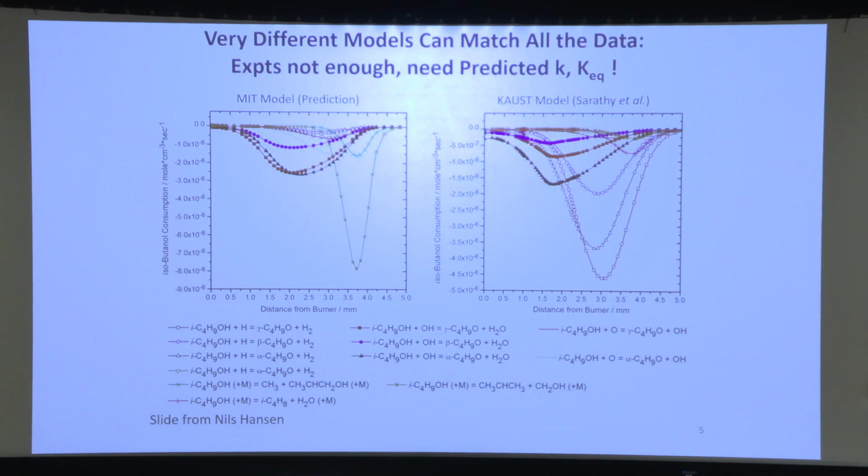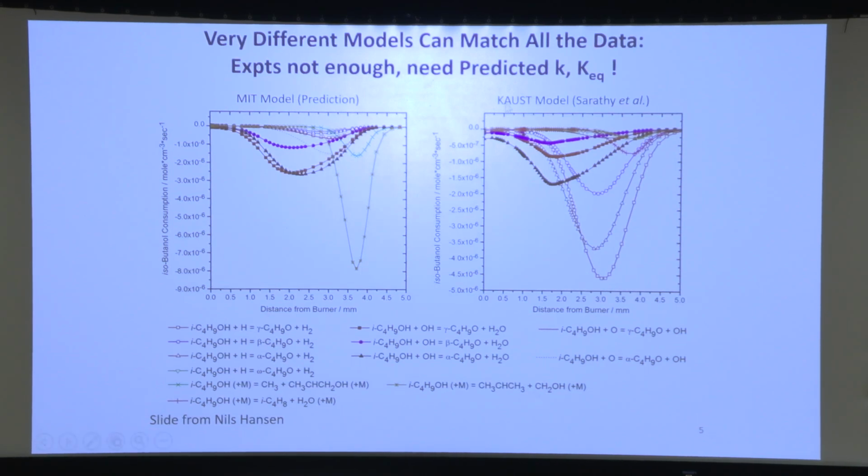However, this is for that same system. This is our prediction of what reactions are consuming the isobutanol. We say that at certain distances from the burner face, we think these red and brown reactions are dominant, and then higher up, it's mostly this other reaction.